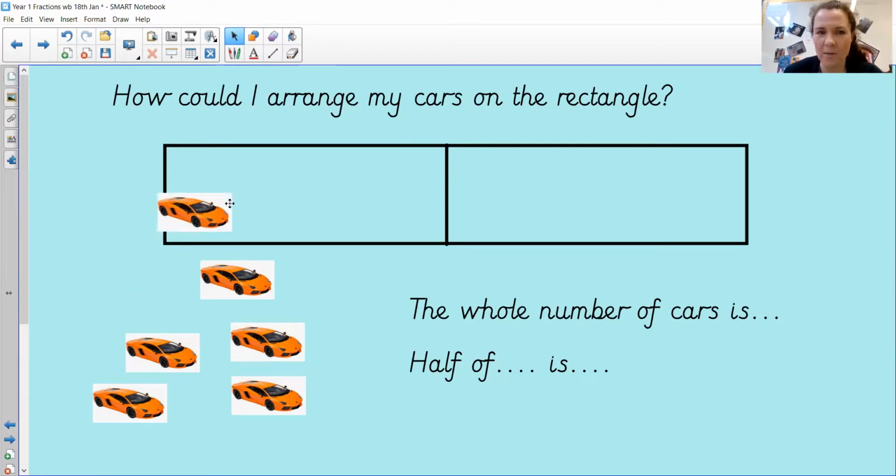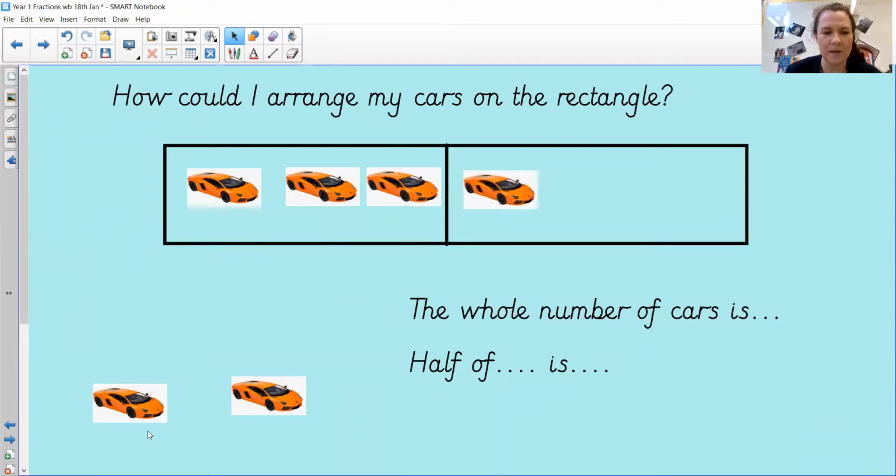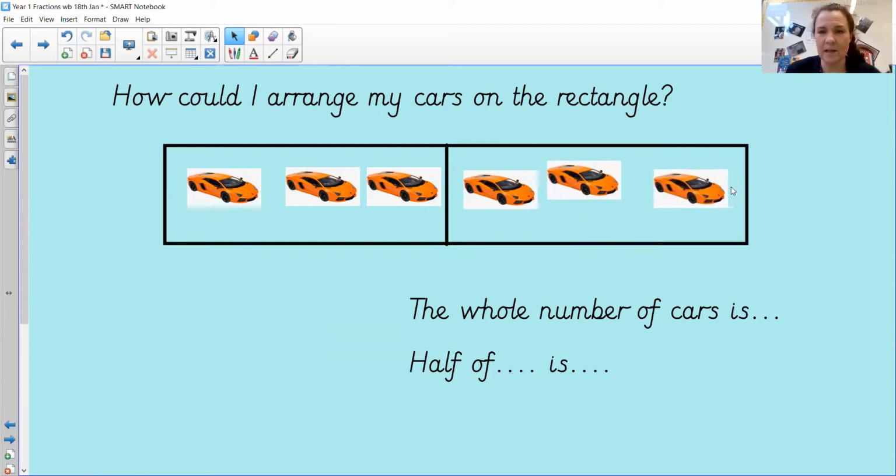So I'm hoping, because we've had a chat about finding half, if I wanted to find out what half of 6 cars is, half of 6, hopefully you arranged them so that they looked like this. So I've got 3 cars on one part and 3 cars on the other part. Okay, so the whole number of cars is 6. That's how many I had altogether. And half of 6 is 3 because I've got 3 on this half of my rectangle and 3 on this half.